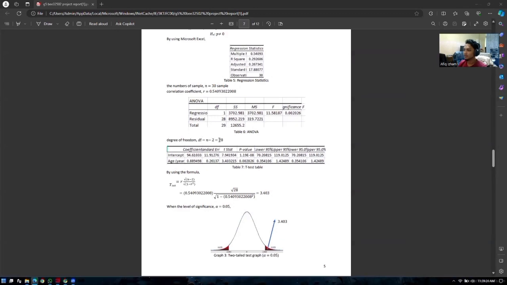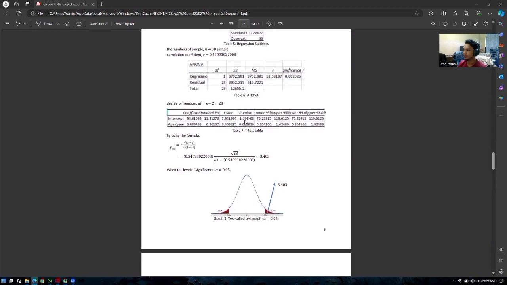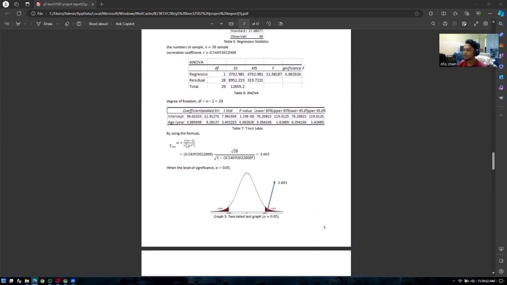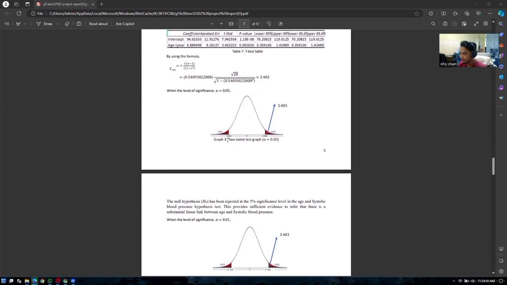The degree of freedom is 28. For the t-test table, this is what we get from Microsoft Excel. By using the formula, the t-test value we get by calculation is 3.403, which is the same as what we get in Microsoft Excel. When the level of significance alpha is equal to 0.05, the critical values are negative 2.064 and 2.064.